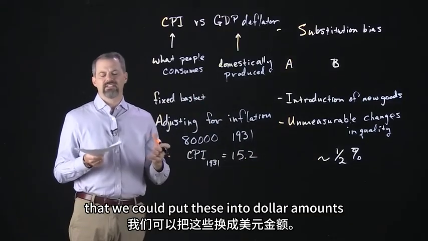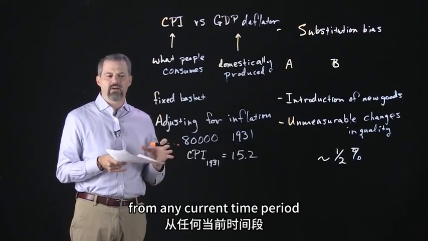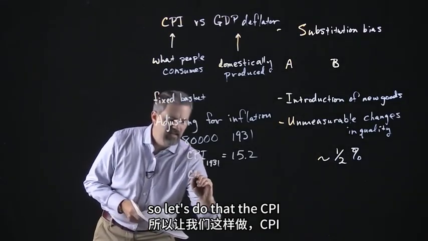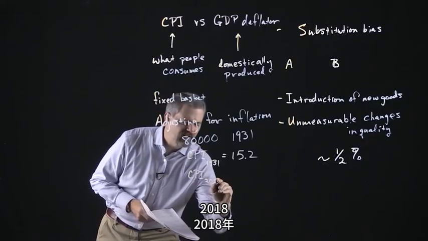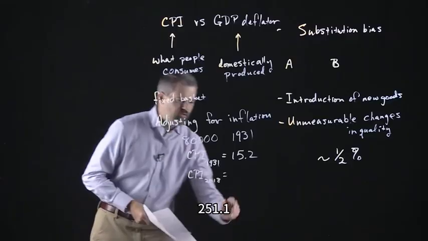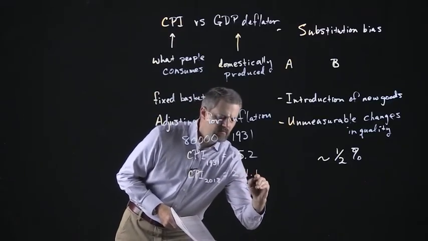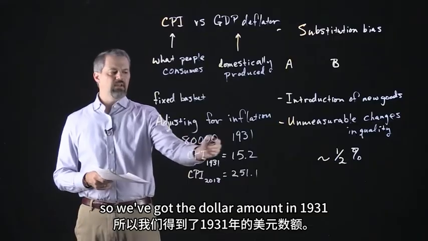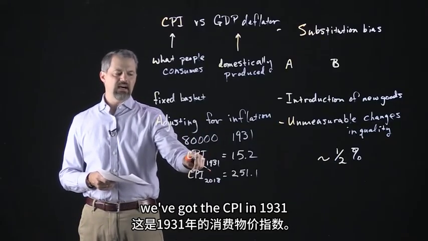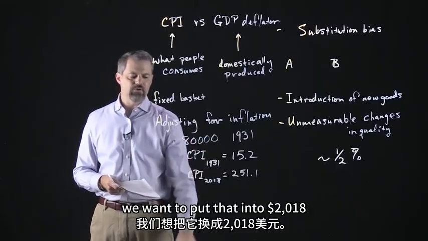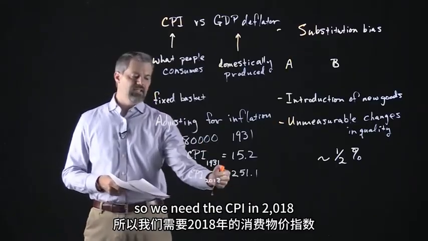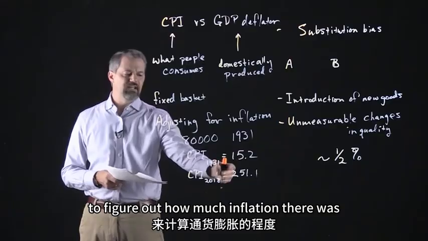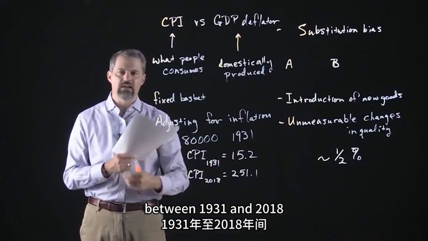We could put these into dollar amounts from any current time period. I've got the CPI here for 2018, so let's do that. The CPI in 2018 is 251.1. So we've got the dollar amount in 1931. We've got the CPI in 1931. We want to put that into 2018 dollars. So we need the CPI in 2018 to figure out how much inflation there was between 1931 and 2018.